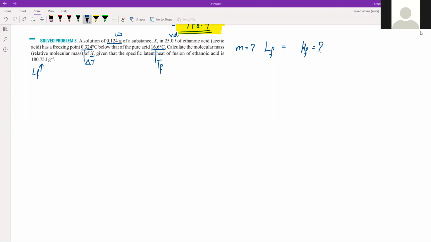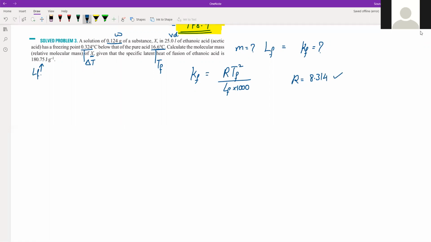Right? And what do we need for KF? The KF formula was R TF square divided by LF into 1000. So we have LF, we have TF, we don't know what is R, but R is actually the universal gas constant, right? So R value is 8.314. This is the value of R.